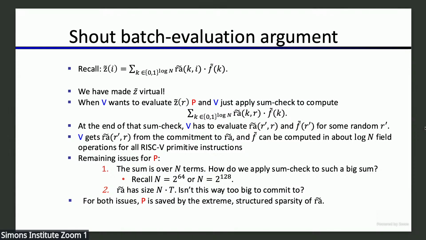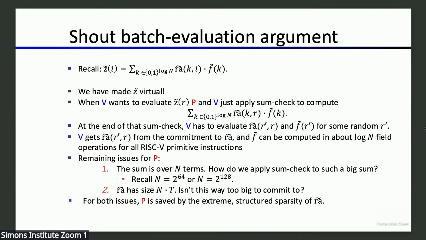Okay, so what are the remaining challenges? It was kind of ridiculous that I said the prover is going to commit to vectors of length 2 to the 64. How can you do that? So that's one issue. And then also the sum is over 2 to the 64 terms. So that's another issue. And for both issues, we're saved by the extreme sparsity.